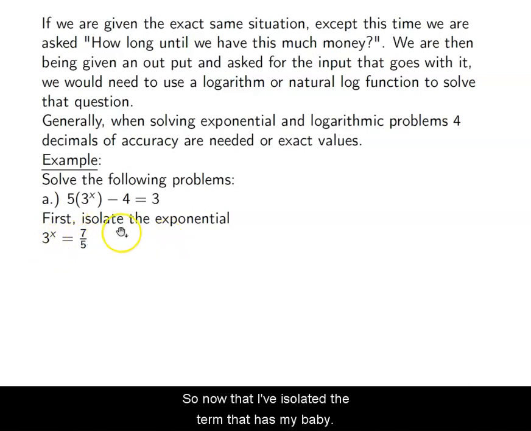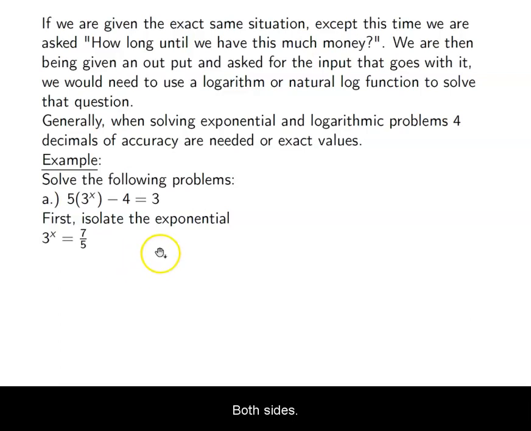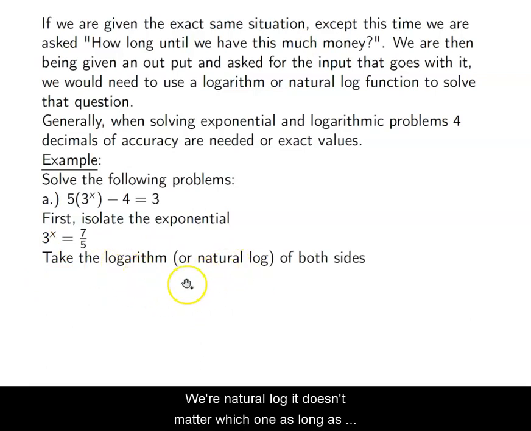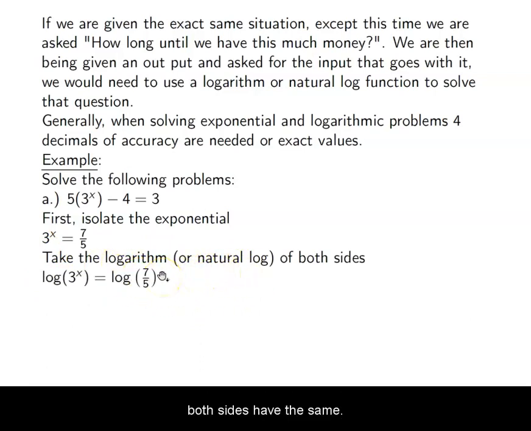So now that I've isolated the term that has my variable, I can take the logarithm of both sides. I'm not going to turn this into a log by saying log base 3 of 7/5, right? I don't want to do that because having a log of base 3 is weird. We want to have either a log of base e or base 10 because our calculators can do that very easily, and it's the standard basis. So what we're going to do is take log of both sides, or natural log, it doesn't really matter which one, as long as both sides have the same base.